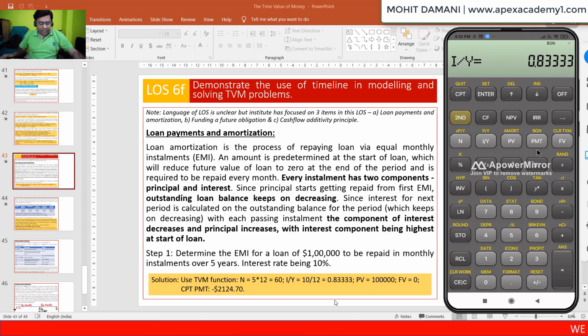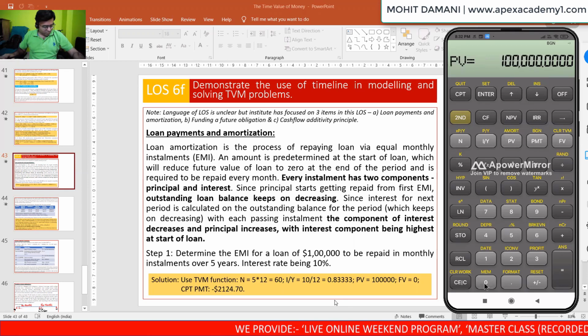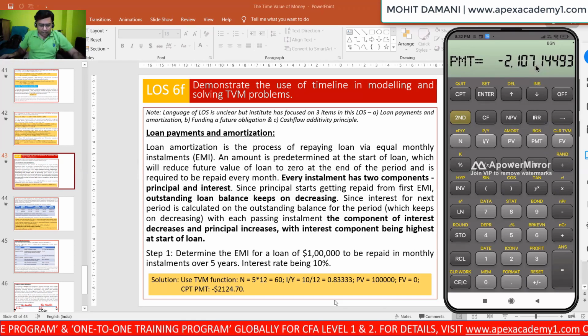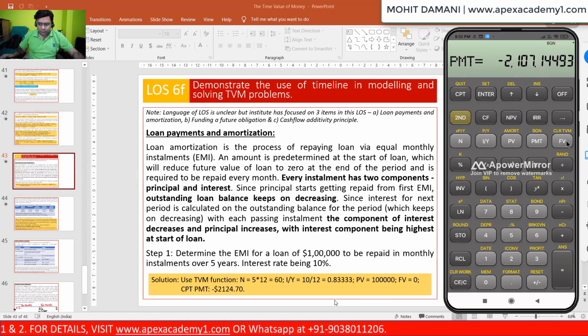Second, I/Y, and then PV is 100,000, which we are receiving as the loan amount. So 100,000 is the PV, 0 FV, and then compute PMT. This is your PMT, 2107.14. One second. My PMT is not coming correct.